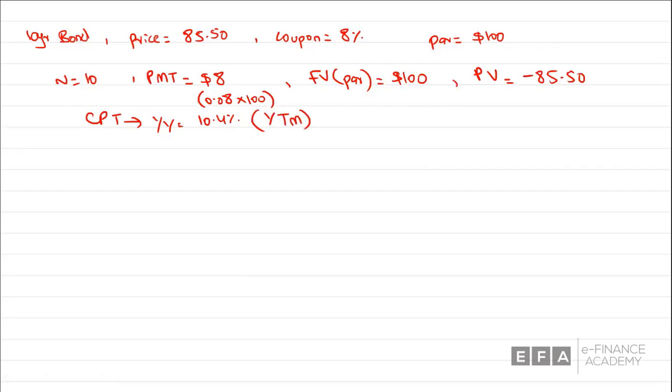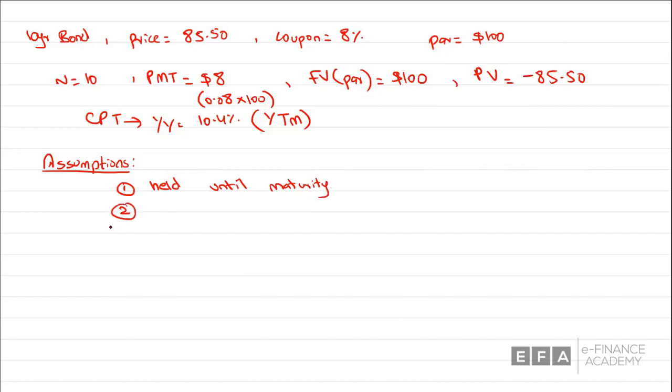Now, there are several assumptions behind the number that we have calculated here, which is 10.4% yield to maturity. And we need to look into those assumptions, which are extremely important assumptions. So for the investor to be able to earn 10.4%, which is what the investor is expecting, there are several assumptions here. Number one, the investor would hold the bond until maturity. So the bond will be held until maturity. That's number one.